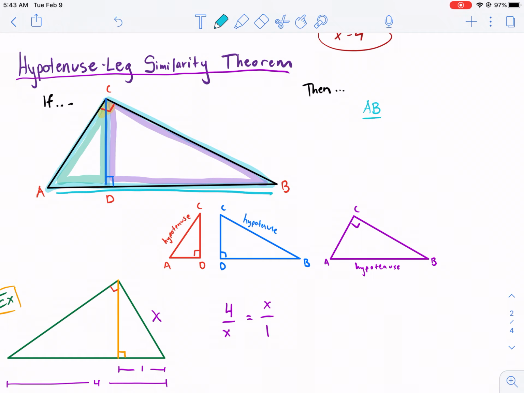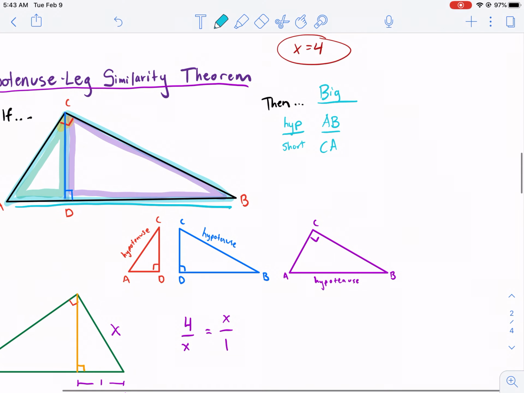Now we need to compare it to a leg. We can compare it to either leg of the big triangle, because we're highlighting the big triangle here. So we're doing AB over, and let's just pick a leg. We have 2 legs, CA or CB. Let's start with CA. So this was a hypotenuse, and which leg is that? That's the short leg. It doesn't matter which one we compare. So we're doing AB over CA.